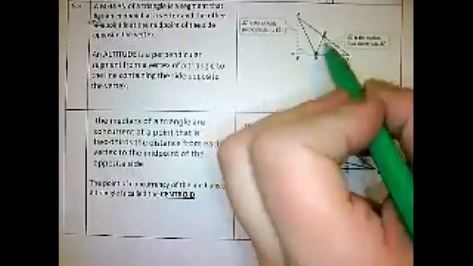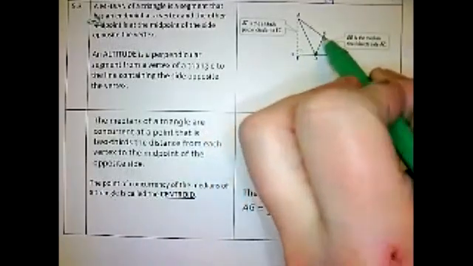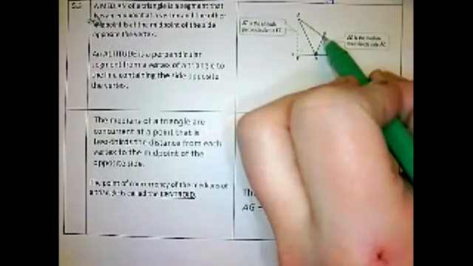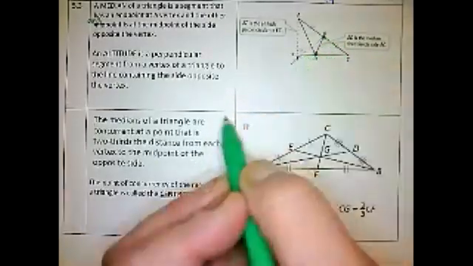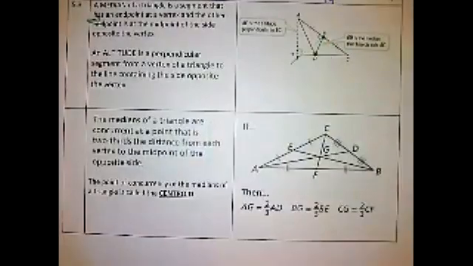Now this is different from a perpendicular bisector, because a perpendicular bisector, even though it cuts this in half, does not have to go through the vertex. It just has to create a 90-degree angle. So that brings us to an altitude.